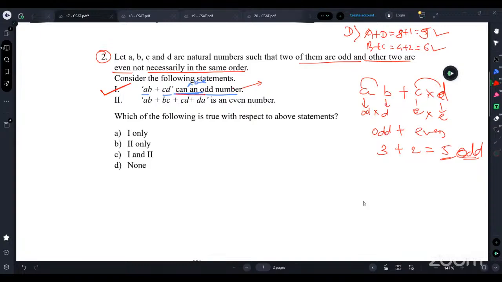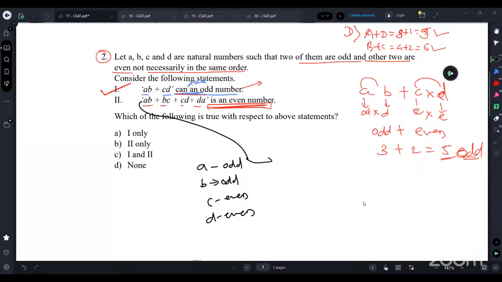Now let's go to the second statement. AB plus BC plus CD plus DA is an even number. Now if you see here, they are not using the word of possibility, like can or could. So basically it is a certain statement now. We have to see that this statement should be always true no matter what happens. So if I again consider A as an odd number, B as let's say an odd number, and C as let's say an even number, and D as an even number, let's rewrite this statement here.